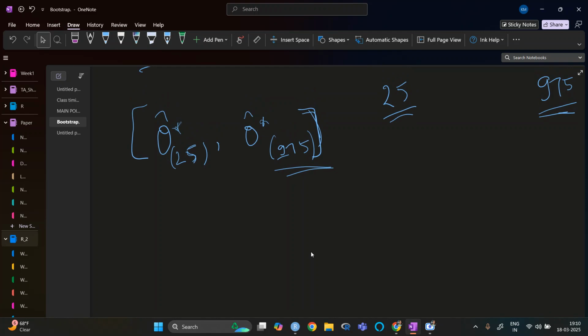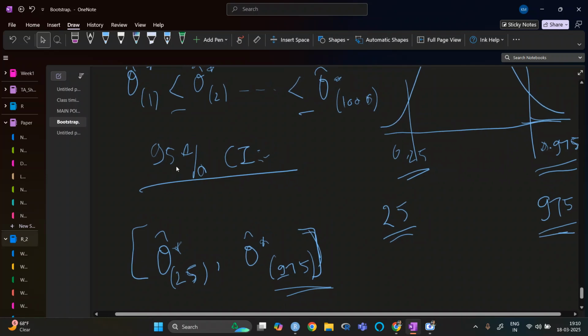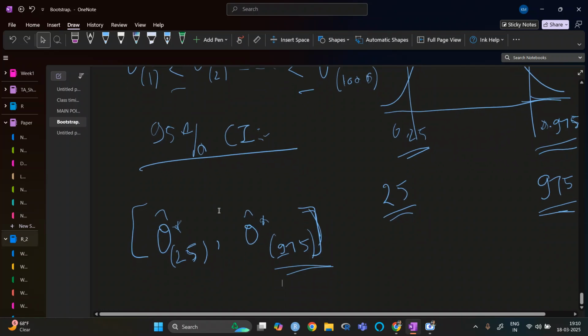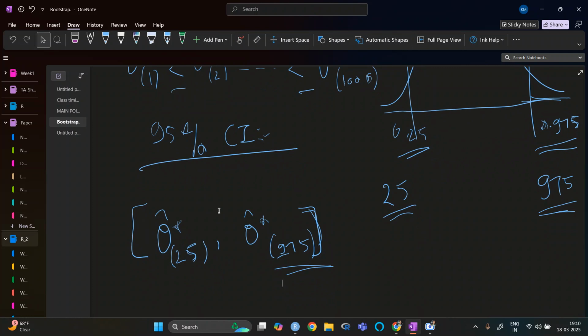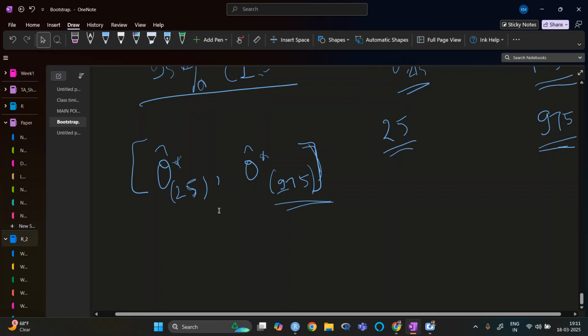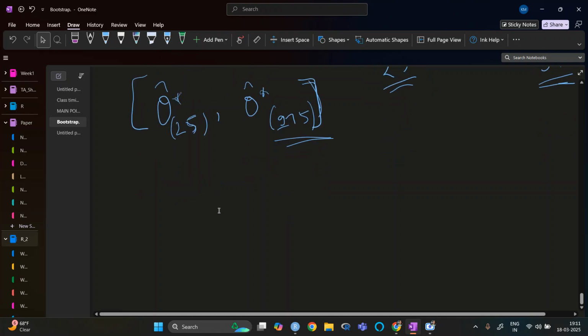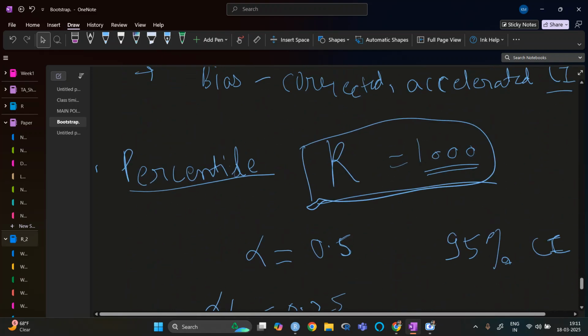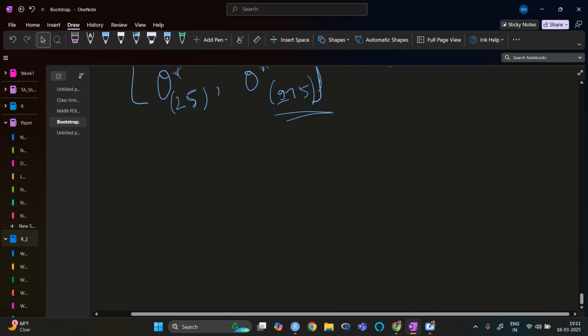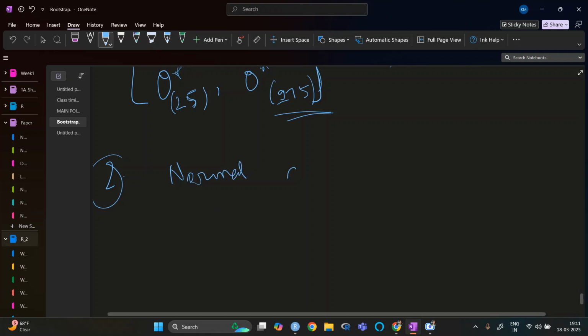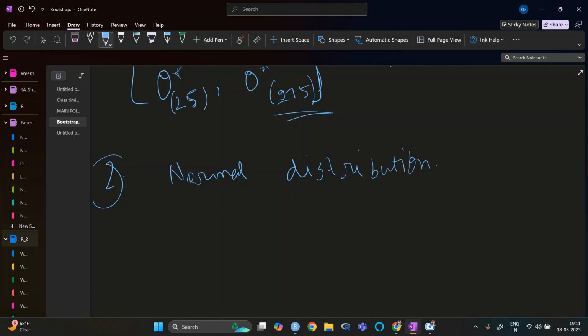The next one is that, now this one is the 95 percentile. You can take the 99 percentile, or the 90 percentile, according to your work. So this one is the first one. The next is the normal distribution.